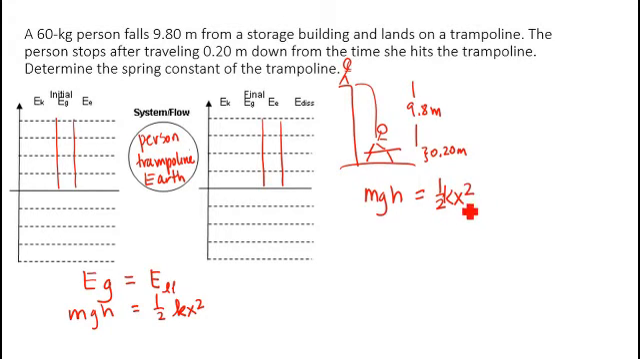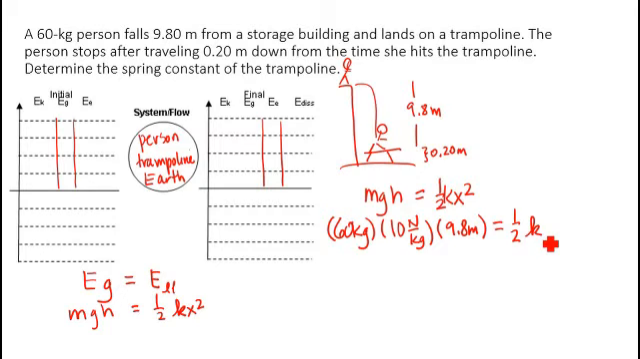Oops, forgot the k. Alright, so my mass is 60 kilograms. Because I'm on the surface of the Earth, I'm going to use 10 for g. If I were somewhere else like the Moon or Jupiter, I would use a different value. I'm falling 9.8 meters. k is what I'm looking for. And the spring is depressed 0.2 meters.